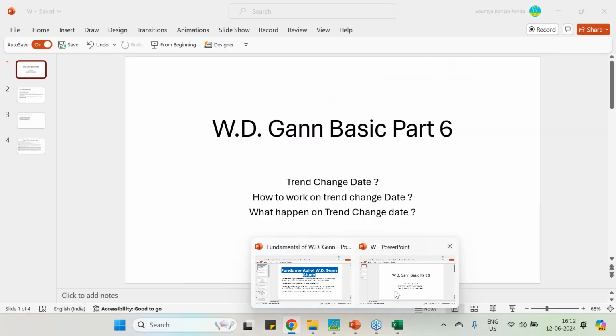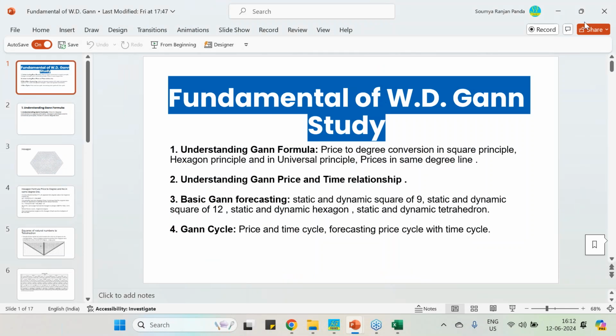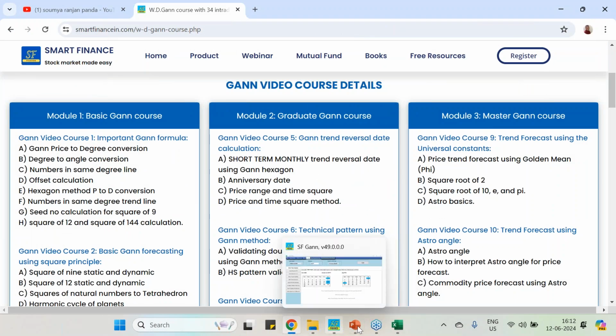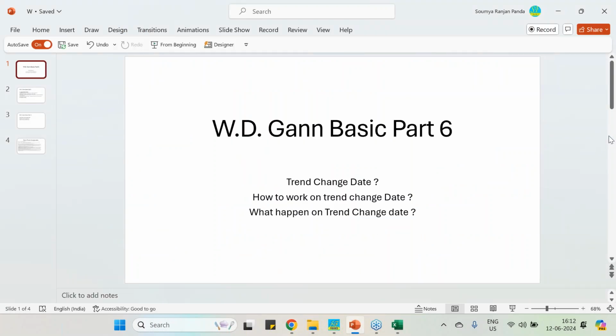So today's presentation, I'll be talking about the trend change date or the pressure date. Many names are there: pressure date, trend change date, and trend halt date. Anything you want to name, you can name. So how the trend change date is calculated, how it works, how we should work on the trend change date, and what happens on the trend change dates. All these things we'll be discussing.